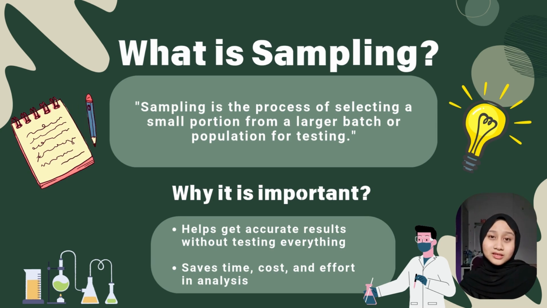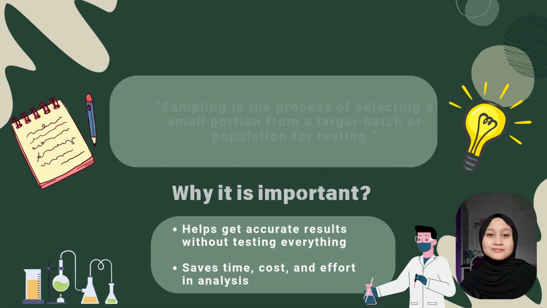Why is sampling important? Sampling is important because it's not practical to test every item in a large batch. It's just like taking a few spoonfuls from a big pot of soup to check the flavor. In science and industry, it means collecting a part of material, product, or population to represent the whole. We do this because analyzing an entire batch is too expensive, time-consuming, or even impossible. If we do it correctly, we get results that reflect the entire batch.